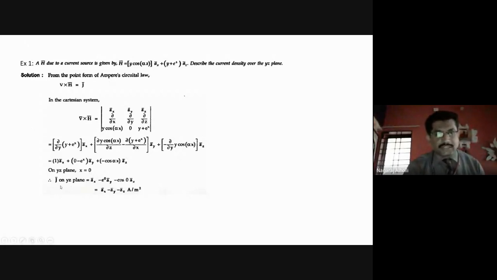Therefore, j bar on the yz plane will be equal to ax bar minus e raised to 0 ay bar, then minus cos of alpha into x, that is cos 0 az bar. Just a minute, students.